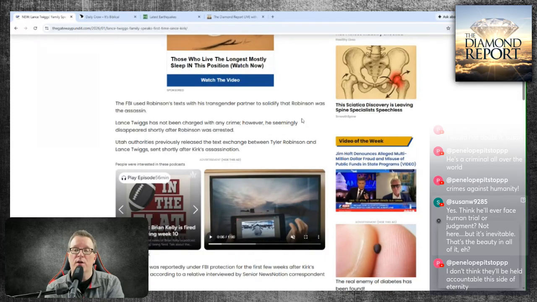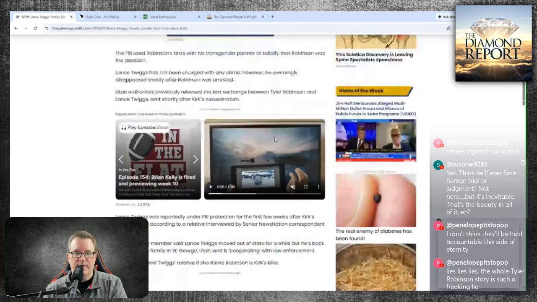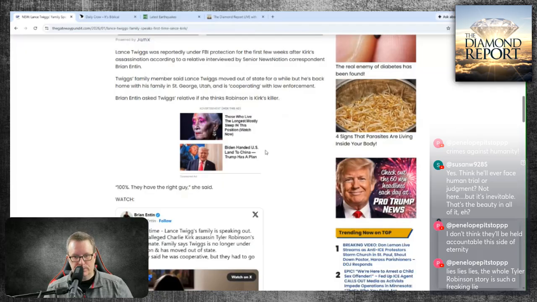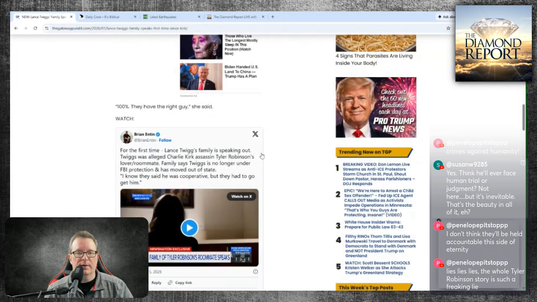Lance Twiggs has not been charged with any crime. However, he seemingly disappeared shortly after Robinson was arrested. Utah authorities previously released the text exchange between Robinson and Twiggs shortly after the assassination. He was reportedly under FBI protection for the first few weeks after the assassination. Twiggs' family members said that he moved out of state for a while, but he's back home with his family in St. George. So there you go. He left for a little while, but he's back now.